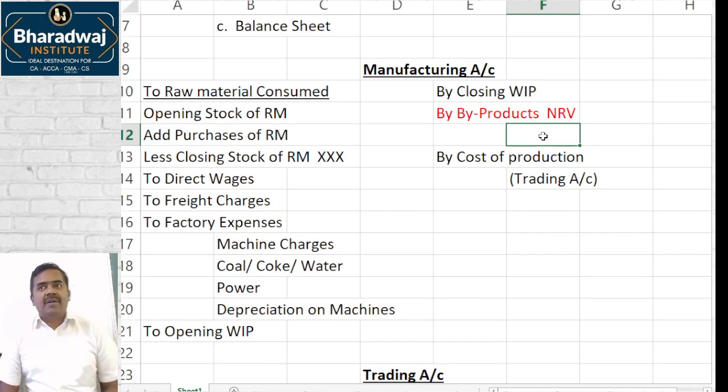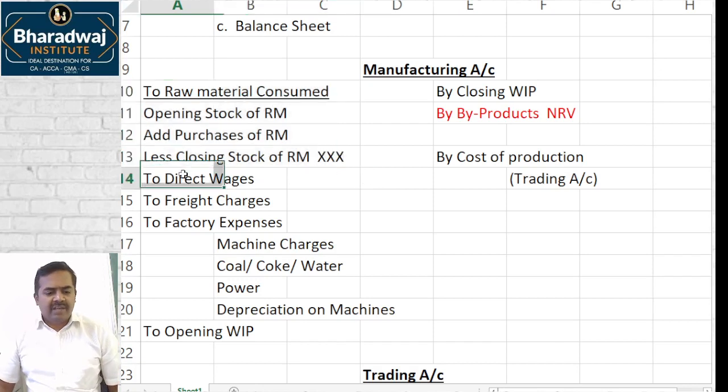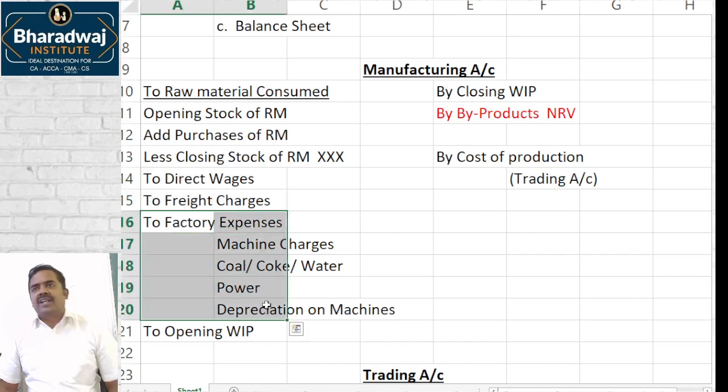We are preparing which account? Manufacturing account. Pay attention. Let's assume you are manufacturing sugar. What is the raw material? Sugar cane. Opening stock of sugar cane would have been there, you would have purchased from farmers, and closing stock of sugar cane will be there. Wages and freight charges, like you have to bring the sugar cane from the field to the factory, and you have to pay the wages for the workers engaged in production. You will have all the factory expenses: machine charges, power consumption, and other factory expenses.